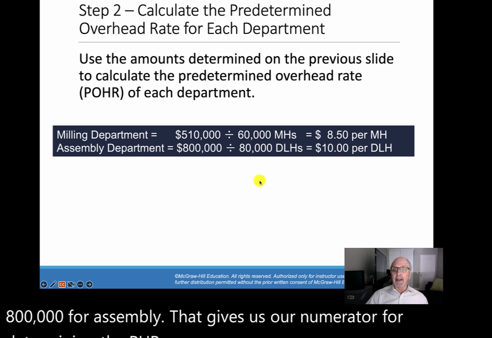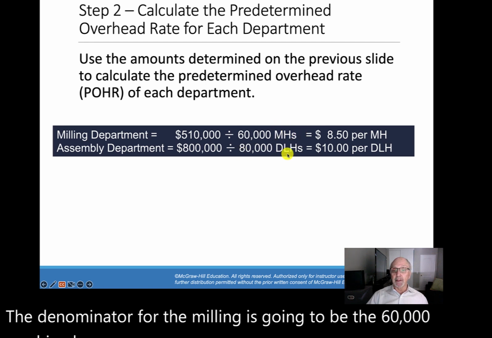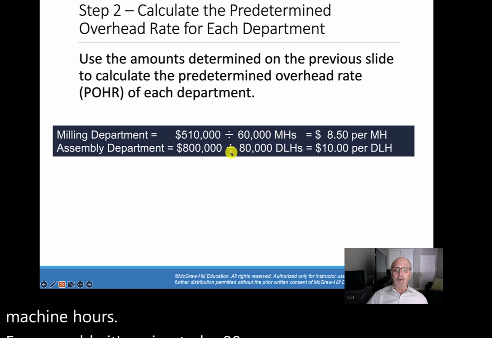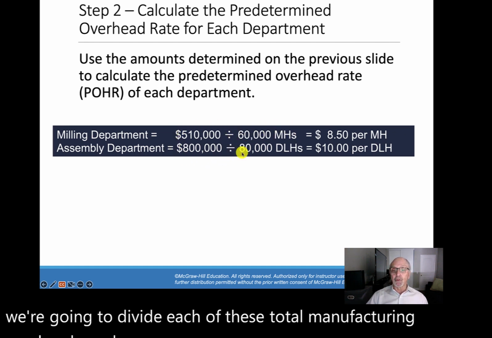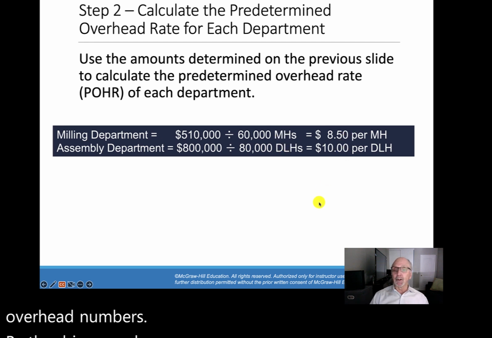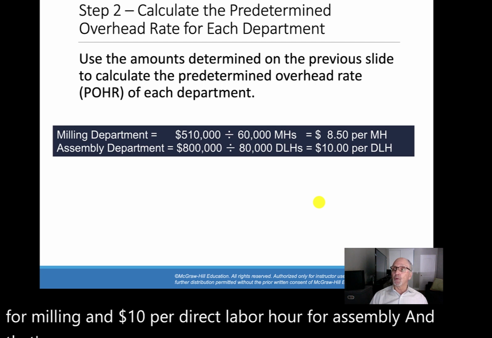The denominator for the milling is going to be the 60,000 machine hours. For assembly, it's going to be 80,000 direct labor hours. So we're going to divide each of these total manufacturing overhead numbers by the drivers, and we get $8.50 per machine hour for milling and $10 per direct labor hour for assembly. And that's our POHR. Those are our rates that we're going to use for that particular project.